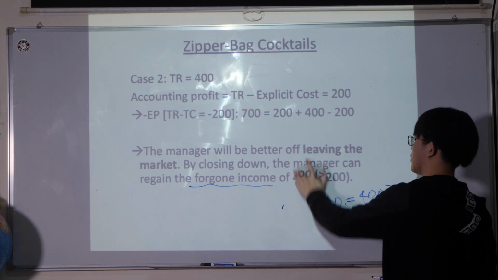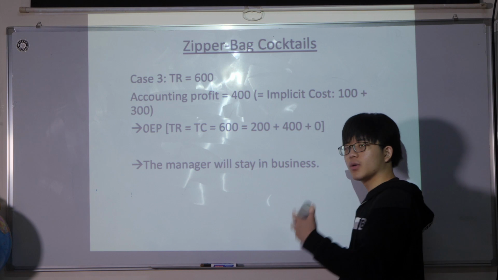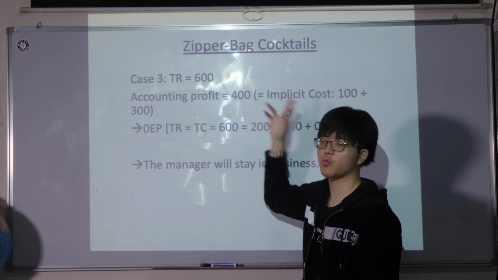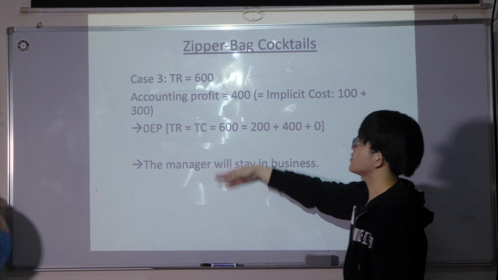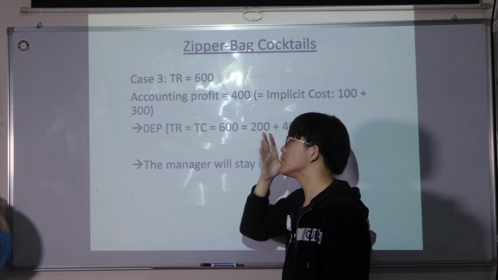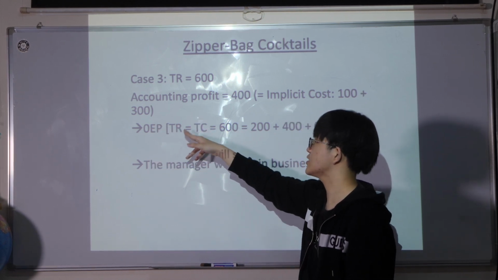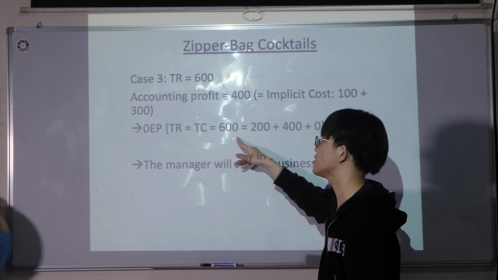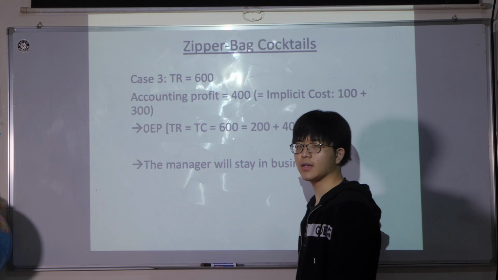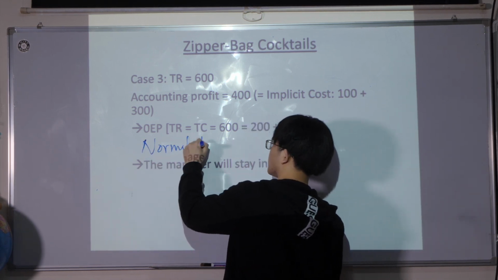Now we will see page 3. Case 3 is just the no more profit case. Total revenue is equal to 600. Okay, I'll just skip it because the accounting profit is 400, right? But we have zero economic profit because total revenue is the same as total cost, which is 600. So we have a zero economic profit. Is it bad? It's not. We're saying this is the no more profit case.